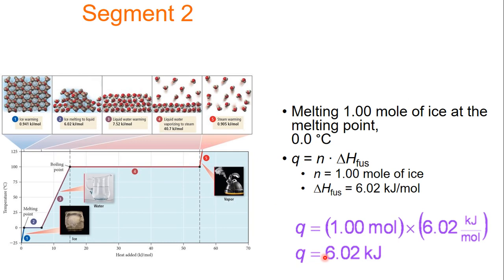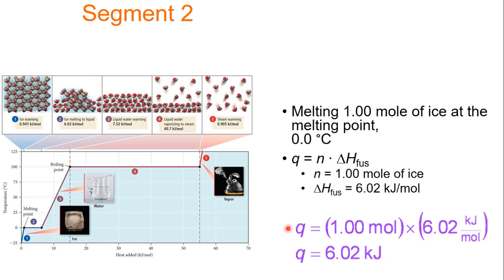Alright, so we have ice now at 0 degrees, and we have to turn that ice into liquid. And our equation for that is the amount of heat we put in is the number of moles that we have multiplied by delta H of fusion. Okay, so this is easy. We have 1 mole of ice. Delta H of fusion is 6.02 kilojoules a mole. So Q equals 6.02 kilojoules.